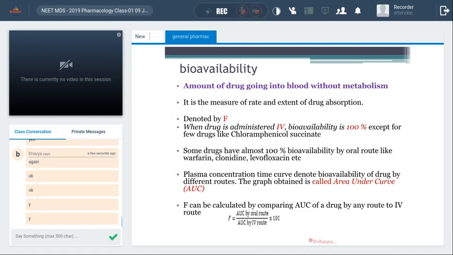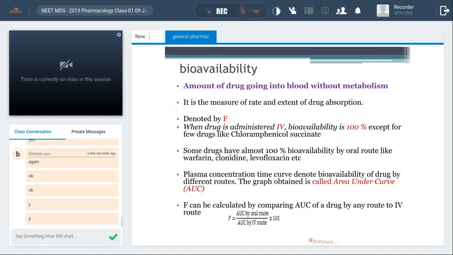Is it clear? Amount or fraction, which means when I give 650 mg of paracetamol, say for example, only 80% of it is going, rest of it is getting destroyed on its way to the circulation. It could be in the gastric stomach, or it could be in the walls of the intestine. It could be by portal circulation liver. Anyhow, so what is that amount of fraction? How much of it is reaching systemic circulation is called bioavailability.